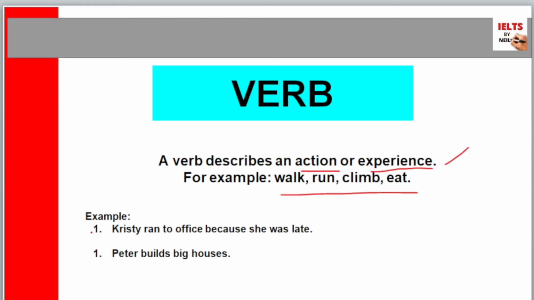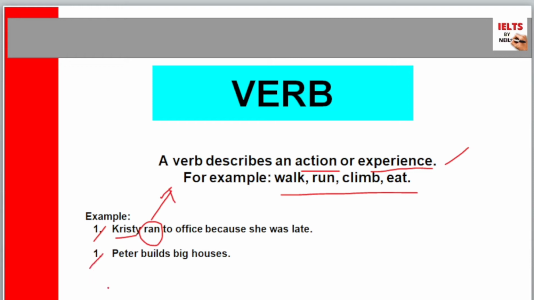Let's look at the example sentences. Number 1 is Christy ran to office because she was late. So in this one, of course, Christy is a noun. What is Christy doing here? Christy is running. So Christy ran to office. So ran is an action which is being done by Christy. So ran is a verb.